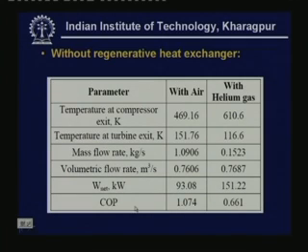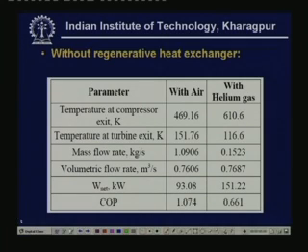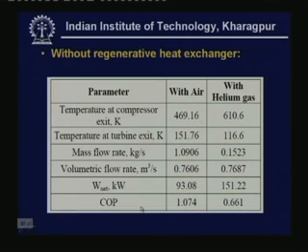Next, without regenerative heat exchanger, again you can see the performance trend is almost the same. With air you get an exit temperature of 469 and with helium you get about 610 degree Kelvin, and temperature at the exit of the turbine is 151.76 with air and 116.6 with helium gas, and mass flow rate is again about 1.1 kg per second with air and it is 0.1523 with helium, and volumetric flow rate is 0.7606 with air, 0.7687 with helium, and net work input is 93 kilowatts with air and 151 kilowatts with helium. COP is 1.074 with air and 0.661 with helium. Okay, so, this is the performance comparison.